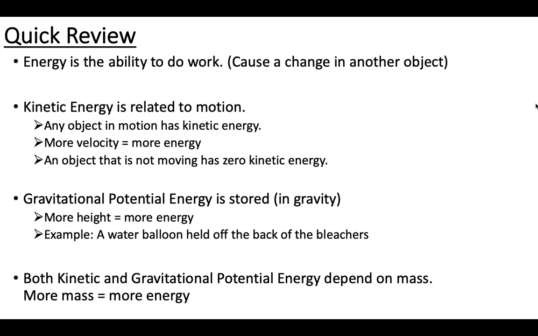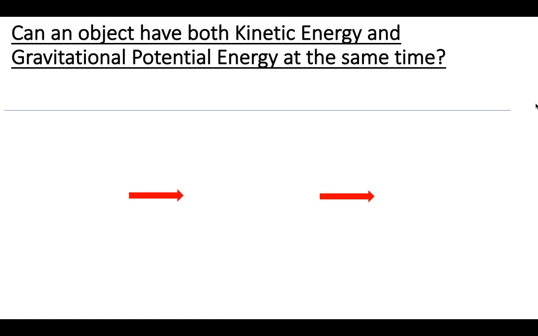One thing that's pretty important is that both kinetic and gravitational potential energy depend on mass. More mass equals more energy. If you've been following along the last couple weeks, right? 2 weeks ago, we did the equation for kinetic energy. It was 1/2 mv squared. It's got an m in it for mass. And last week, we gave you the equation for gravitational potential energy. That was mgh, also has an m in it. So mass matters for kinetic energy, and mass matters for gravitational potential energy. The more mass you have, the more energy that you will have.